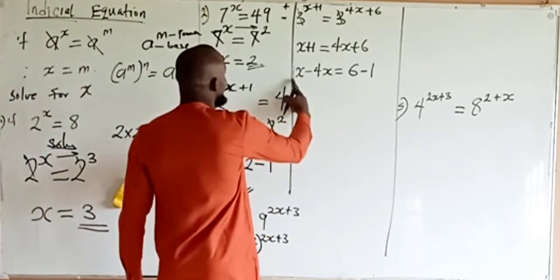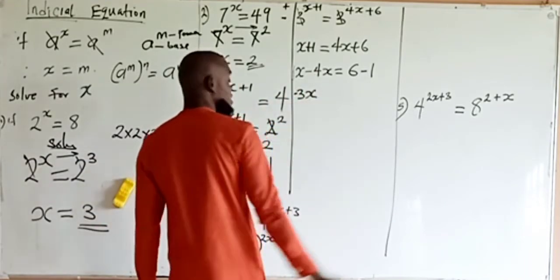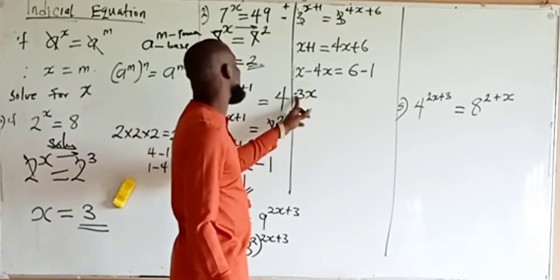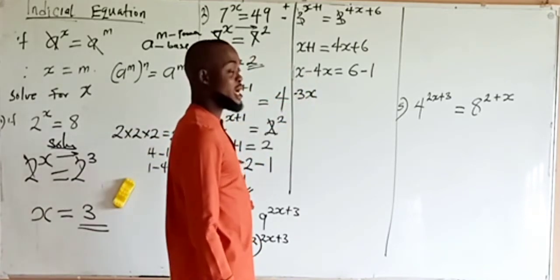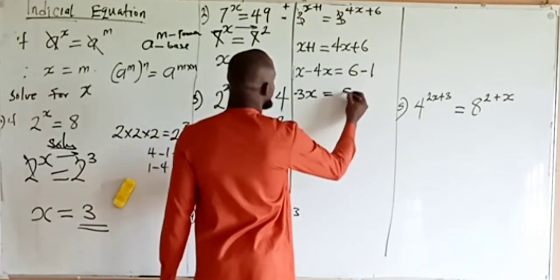So the same thing. 1 minus 4 will give us minus 3. You attach the x to it. So we have 1x minus 4x, which will give us minus 3x. S will still be there. S is going nowhere. The next, 6 minus 1, will give us 5.